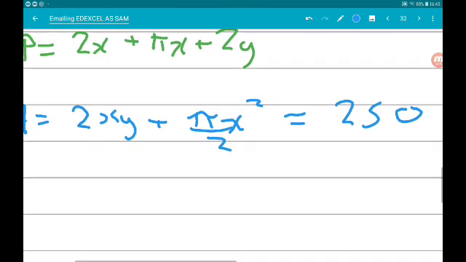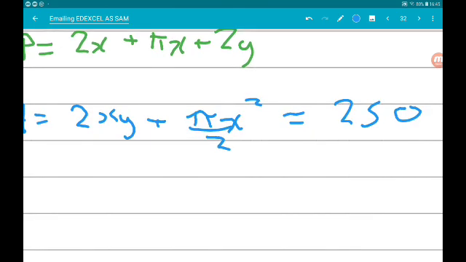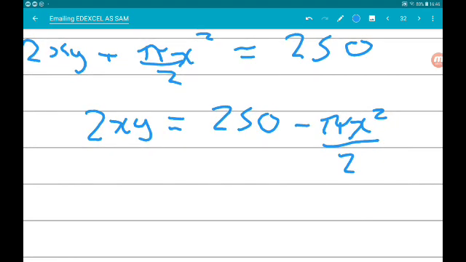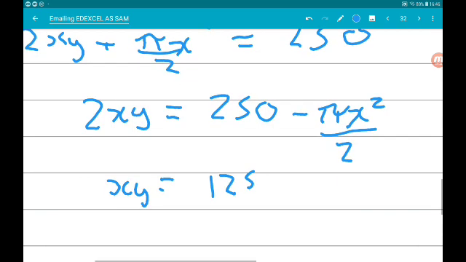So if we divide through by 2x, we get y. We're not going to do that yet, sorry. We're going to subtract pi x squared over 2. So 2xy is 250 minus pi x squared over 2. Now, if we divide through by 2, first of all, xy is 125 minus pi x squared over 4.